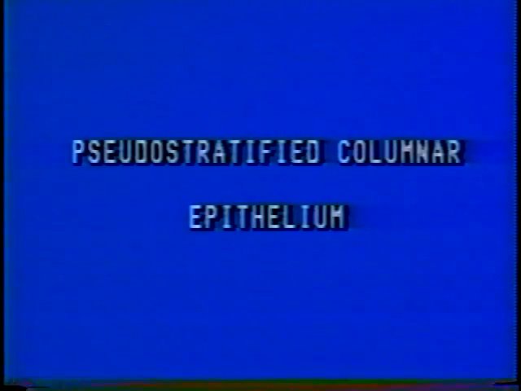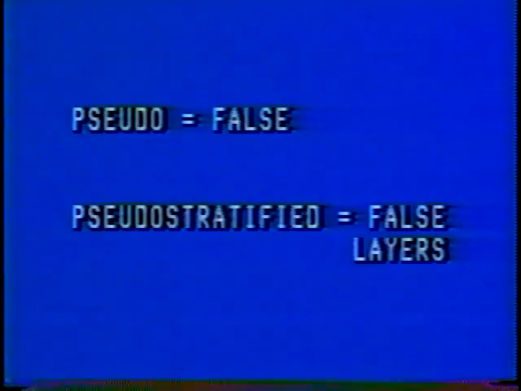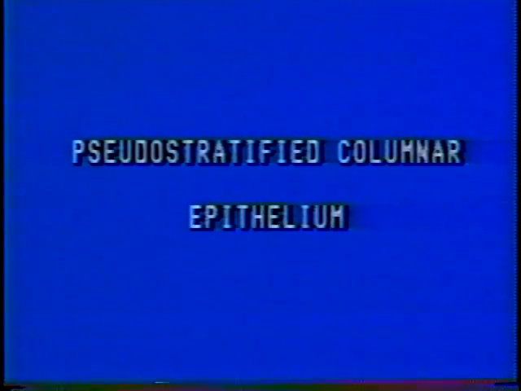Pseudostratified columnar epithelium is a variation of simple columnar epithelium. The term pseudo means false. Pseudostratified, therefore, means false layers, only appearing to be stratified. This colorful example is from the trachea.